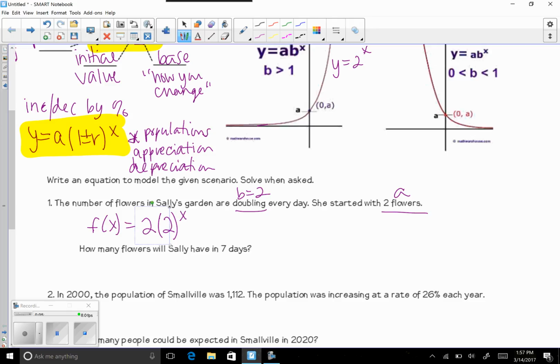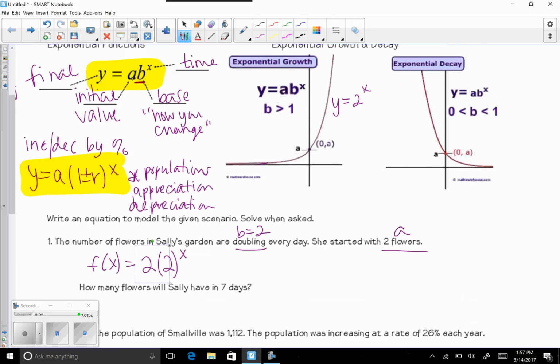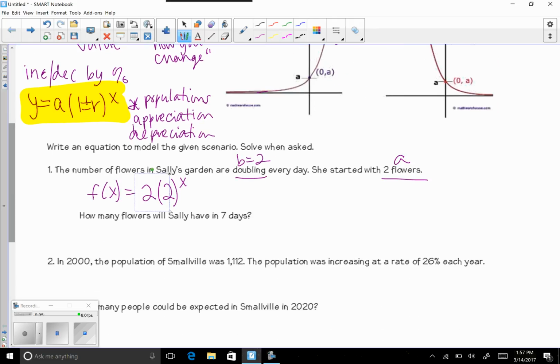So if you remember, based on up here what we said, there's no percent there, so it has to be a times b to the x. A is what you start with, b is how you change, and it doubles, so that's times 2. How many flowers will she have in 7 days? Well, that means plug in a 7. So you get 2 times 2 to the 7th power. If you have a calculator, you could plug that in. 2 times 2 to the 7th is 256 flowers. I guess we should write that.